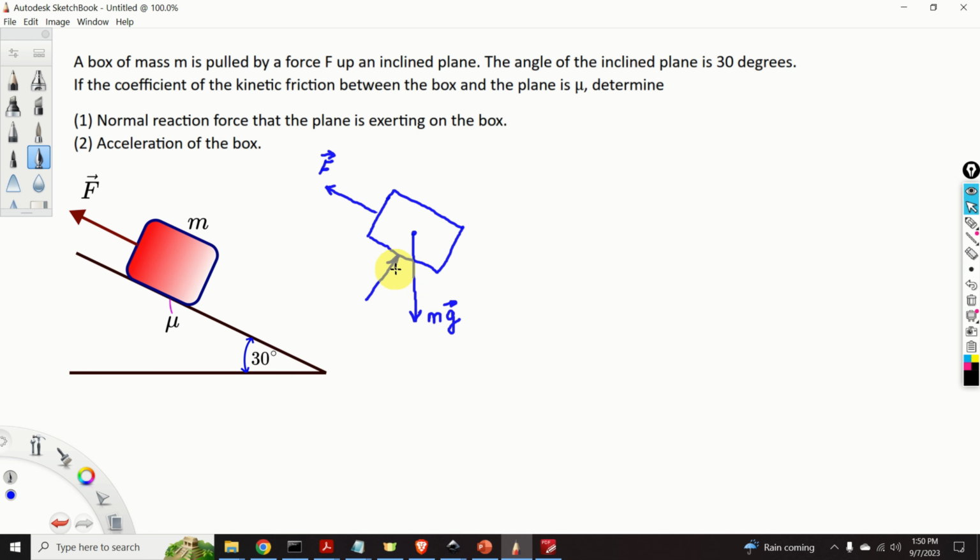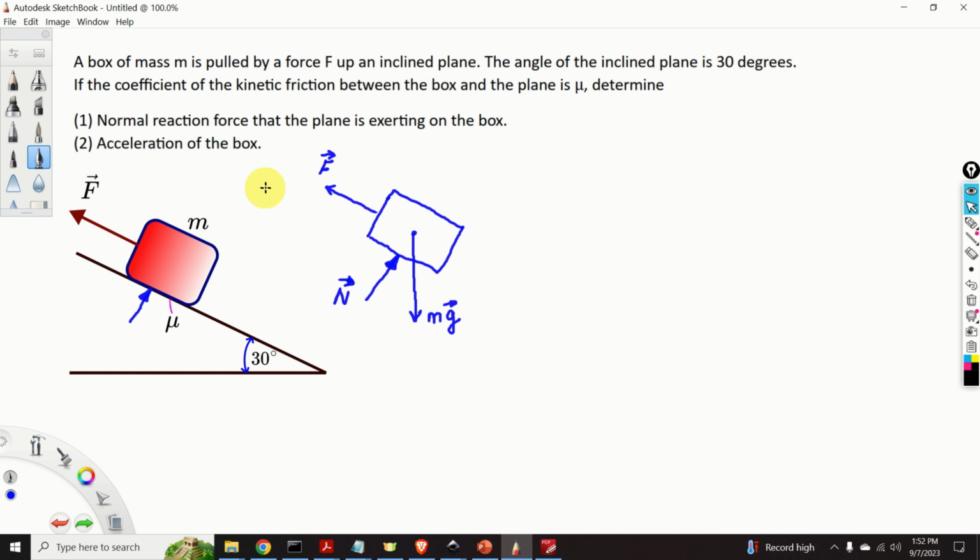The reaction force N is actually perpendicular to this surface of the inclined plane. Usually, we denote the reaction force by N. This is the normal component of the reaction force. In addition, we also have a friction force.